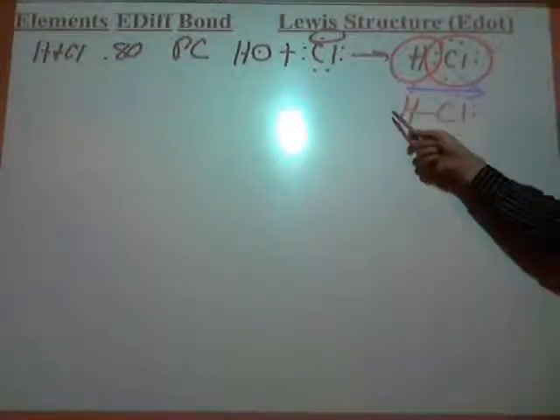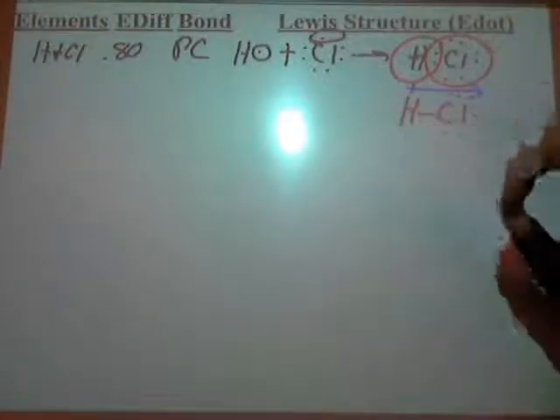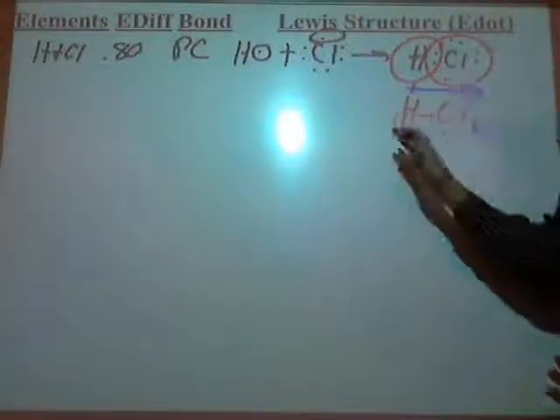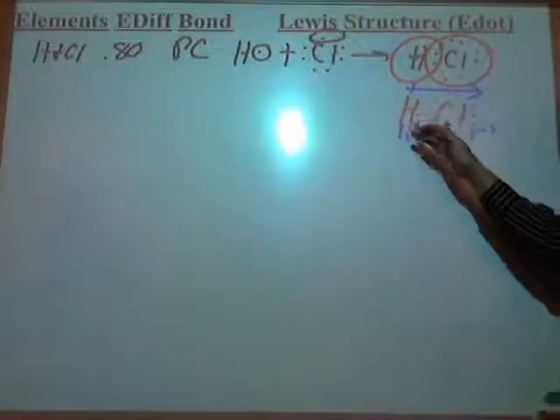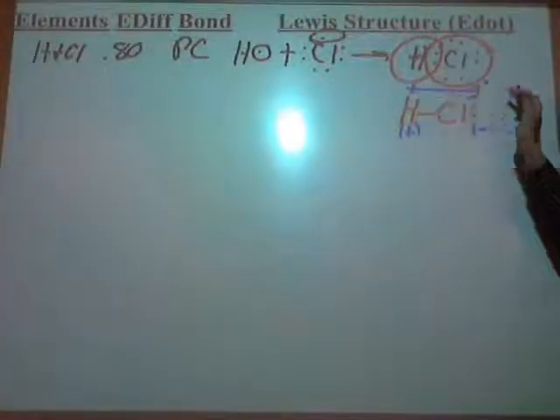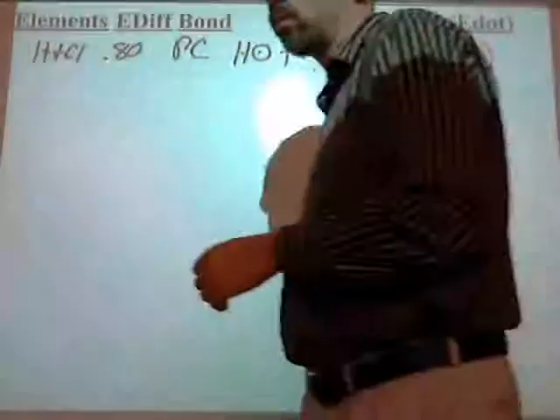This side's a little positive. You know why? Because chlorine's pulling those electrons more towards him, so he's got a little bit of a negative here, a little bit of a positive here. Don't write those down because I don't want you to think that they're actually ionic. They're not. But there's a little positive on this side of the atom and a little negative on that side. All right, let's do the next one.